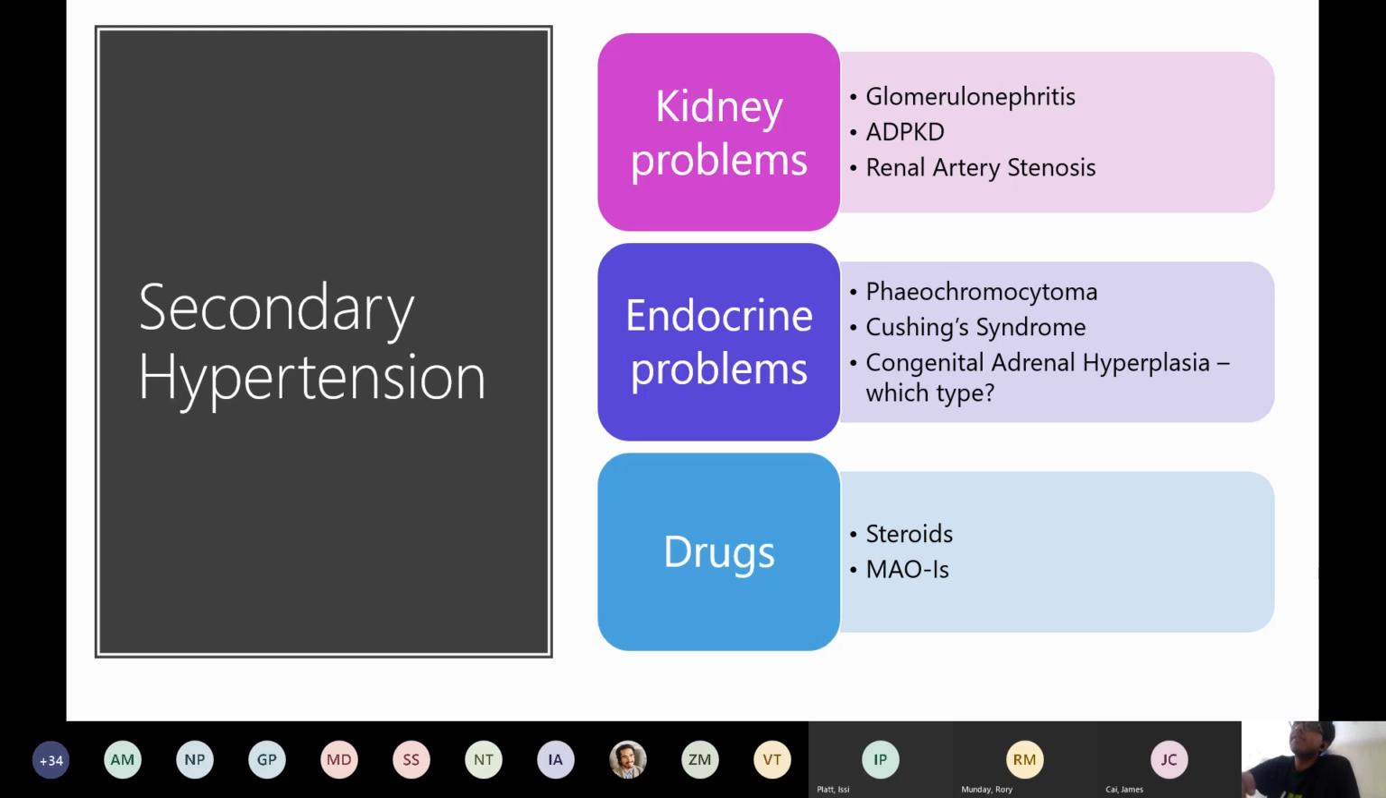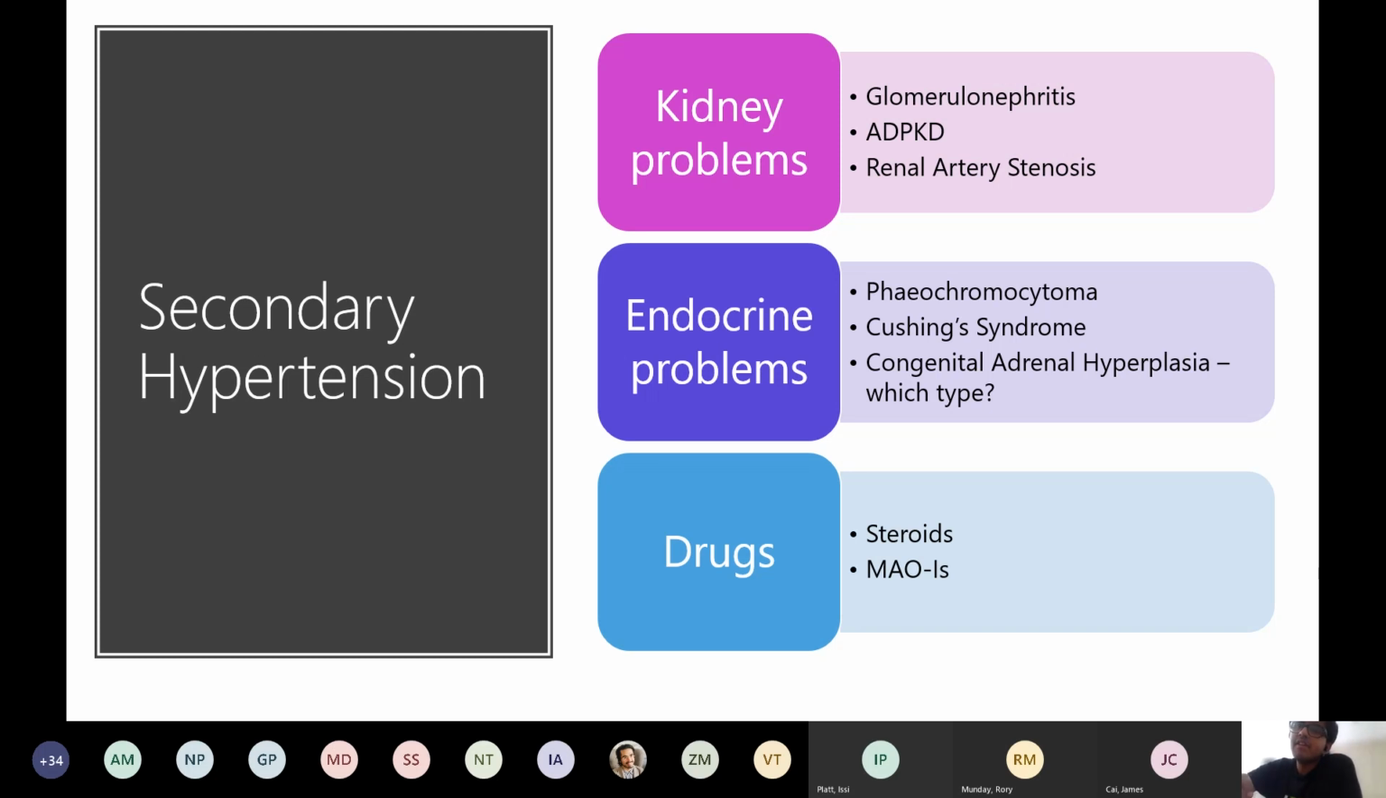Cushing's syndrome, I won't cover in detail, but it's very important and it comes up a lot. So congenital adrenal hyperplasia, does anyone know which subtype causes hypertension? You don't need to know that much about congenital adrenal hyperplasia, but if there was anything you needed to know about it, you need to know this type. 11 beta hydroxylase is the one you need to know about.